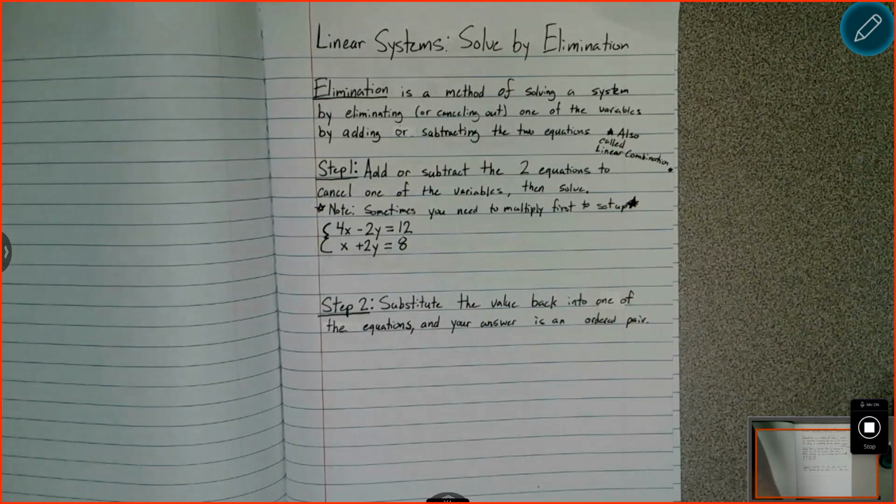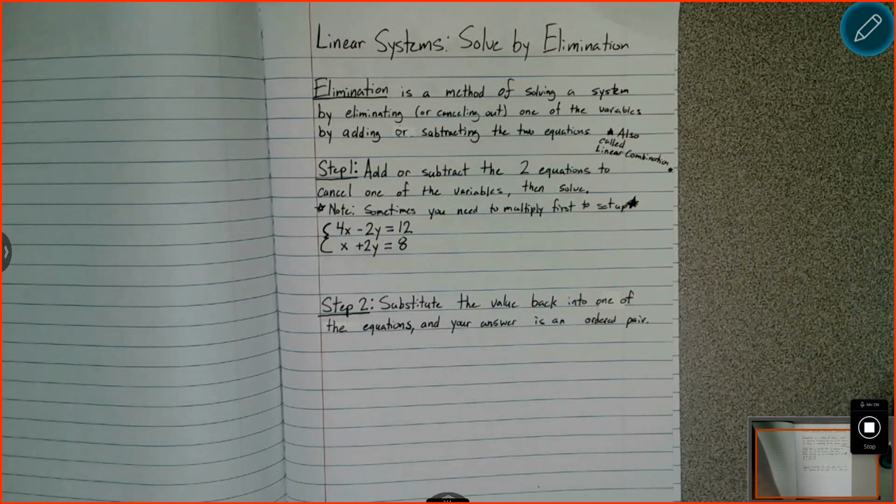All right, today we're going to continue talking about how to solve linear systems of equations by learning the last method we need to know, solving by elimination. It's also called linear combination, and we'll get into why it might be called that in just a second. So, elimination is just a method of solving a system by eliminating or canceling out one of the variables, by adding or subtracting the two equations.